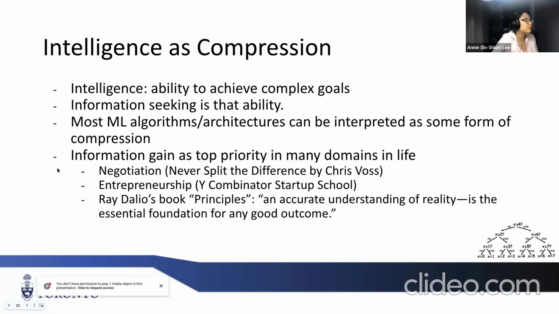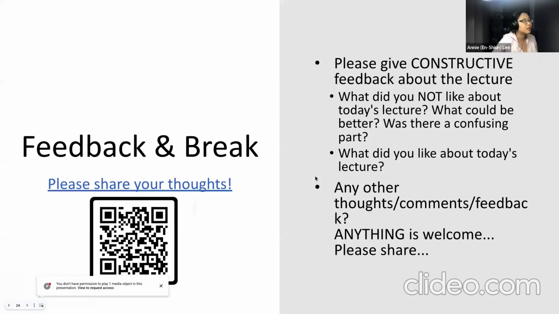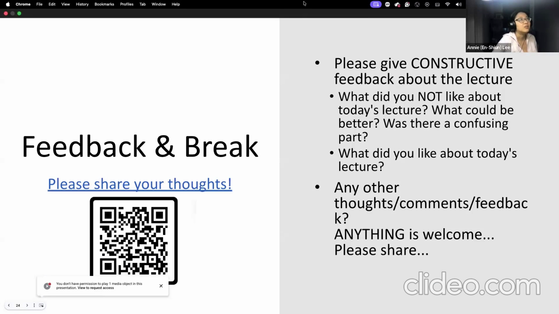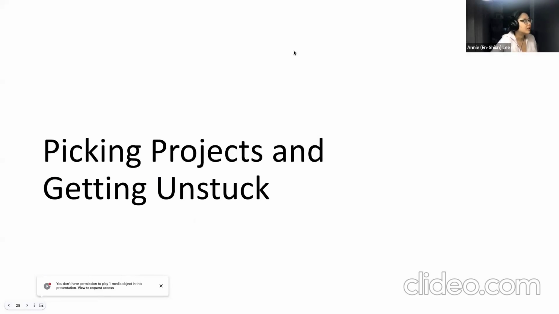There's other domains of life where you can use information gain, like negotiations, entrepreneurship, or understanding realities and good outcomes. So there are some books that are related. And your life ultimately could be problem solving and trying to figure out how to proceed. Okay. All right. So that's information theory.